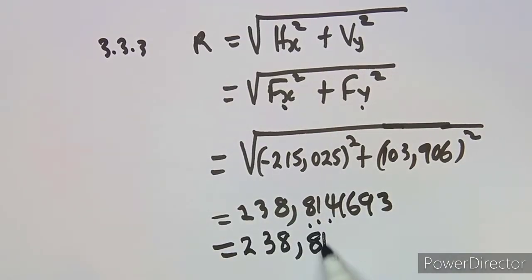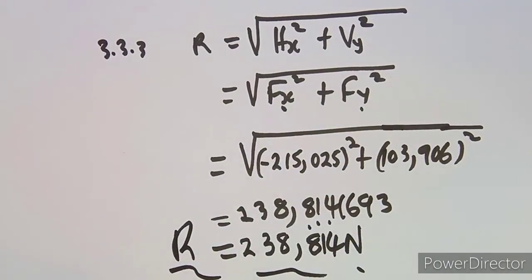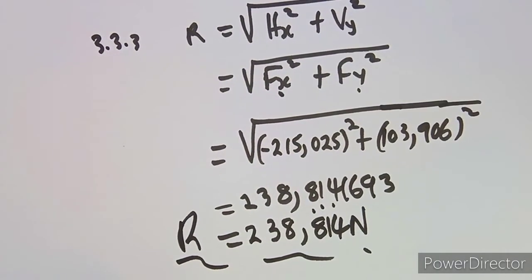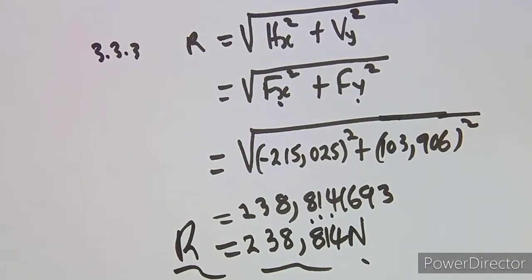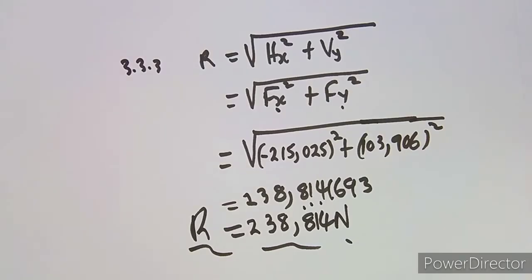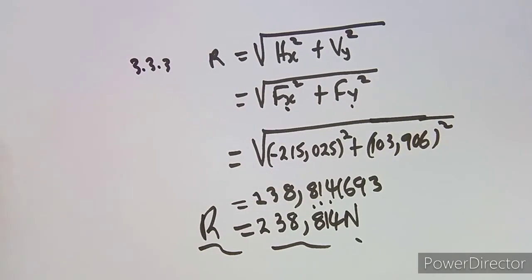238,814. Okay, that is 814, which is in Newton. So that will be the resultant of the given forces. So that's how you actually calculate the resultant in this case. Okay, so that's it, guys, on the resultant part. So you simply use the formula that I gave you there.